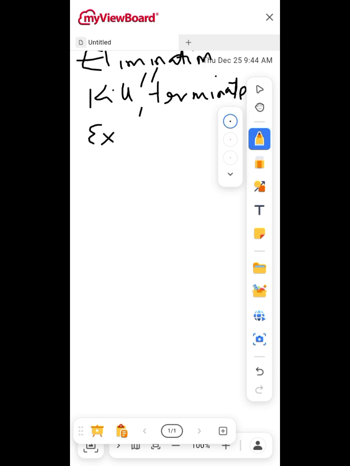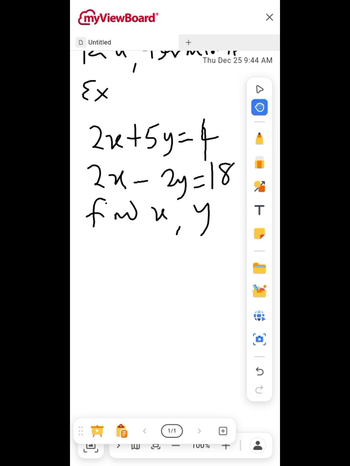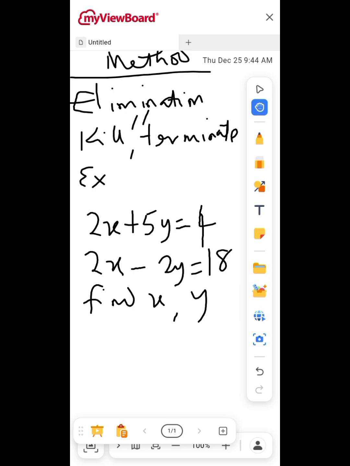Our very first example this morning on the elimination method. You are given a question like this: 2x plus 5y equals 4, then we also have 2x minus 2y equals 18. They ask us to solve it, to find x and y. The moment you see two equations, you should know that this is a simultaneous equation. So how do we go about solving it? The very first equation, you call it equation 1, and the second equation, we call it equation 2.